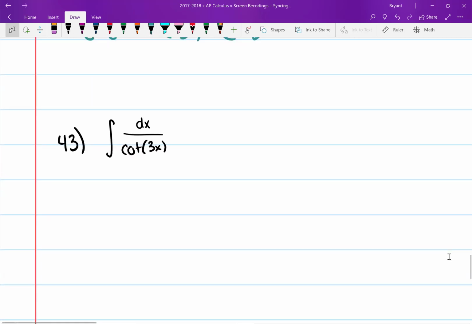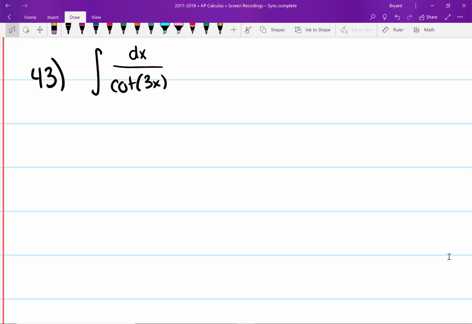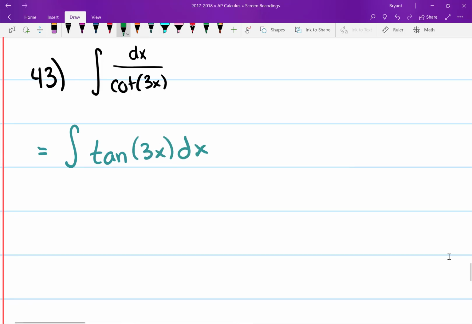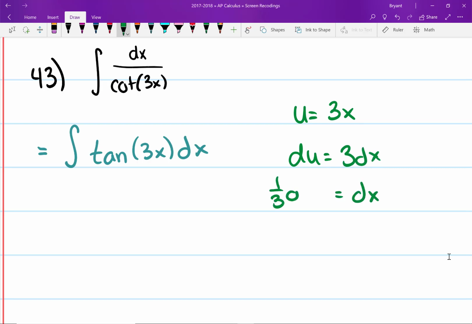Number 43. The integral of dx divided by cotangent of 3x. This one might look nasty, but it's a piece of cake. You take the integral. 1 over cotangent is tangent of 3x dx. Look at that. We're already ready for our u sub. U is equal to 3x. Du is equal to 3 dx. I don't have a 3, so then dx is equal to 1/3 du.